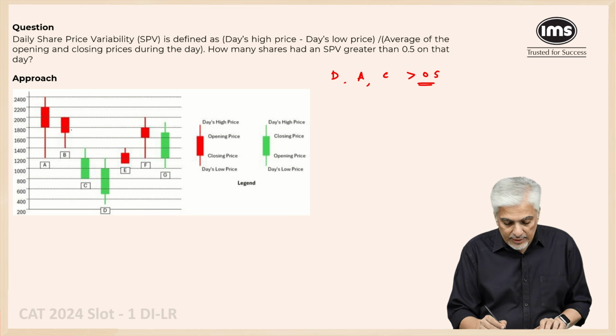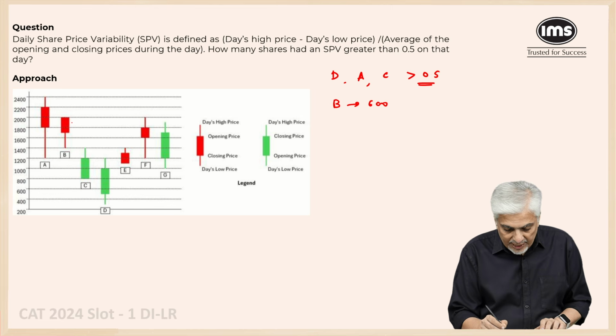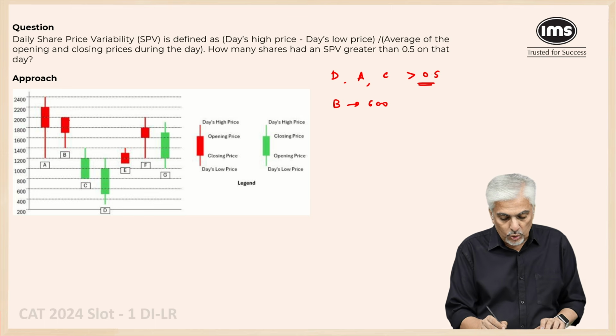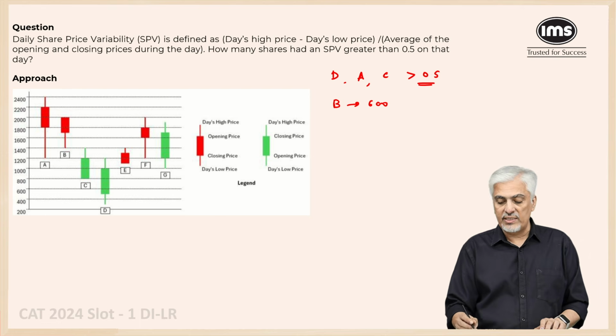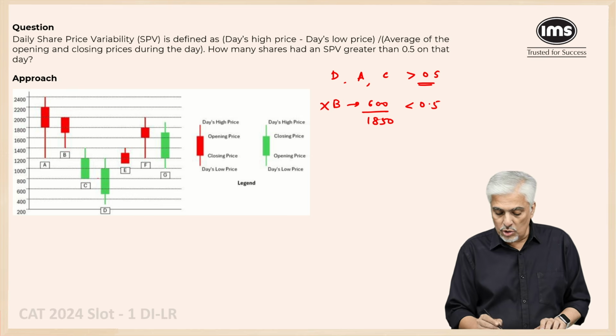Let's check for B. Highest price is 2000 minus lowest price is 1400, right? Yeah, 2000 minus 1400 is 600. This is for B. So 600 divided by the average of these two, that is 2000 and 1700. It's definitely going to be very low. 2000 and 1700 is 3700. Half of 3700 is 1850. Now this is not even 1/3. So this is less than 0.5. So this will not be included. B is gone.